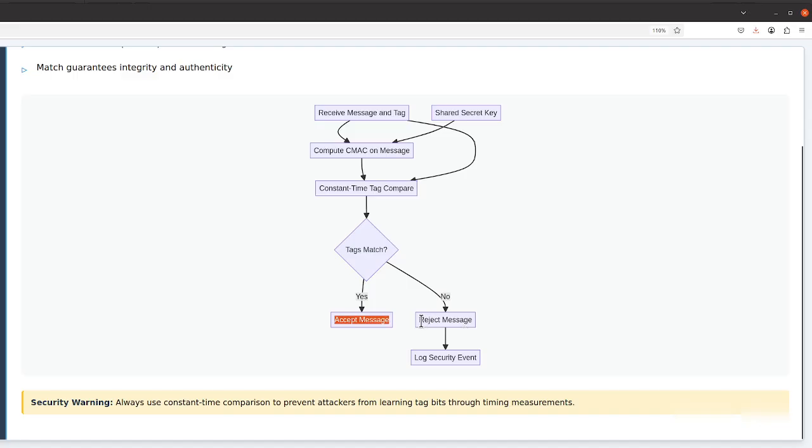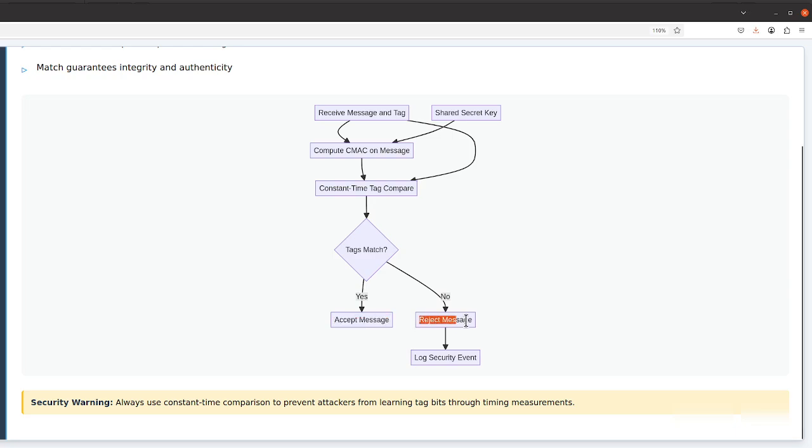If the tags match exactly, we have two guarantees. First, the message has not been modified, because even a single bit change would produce a completely different tag due to the avalanche effect in the block cipher. Second, the message was created by someone who knows the secret key, because generating a valid tag without the key is computationally infeasible. If the tags do not match, we reject the message entirely.